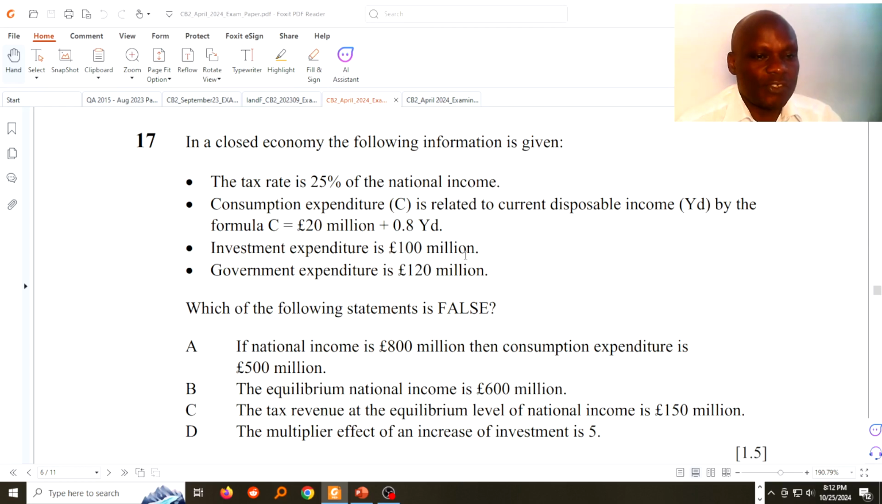Investment expenditure is 100 million and government expenditure is 120 million. So which of the following statements is false? A, if national income is 800 million pounds, then consumption expenditure is 500 million pounds. B, the equilibrium national income is 600 million pounds. C, the tax revenue at the equilibrium level of national income is 150 million pounds. And D, the multiplier effect of an increase of investment is 5. Now, which of the following statements is false? Let's find out.